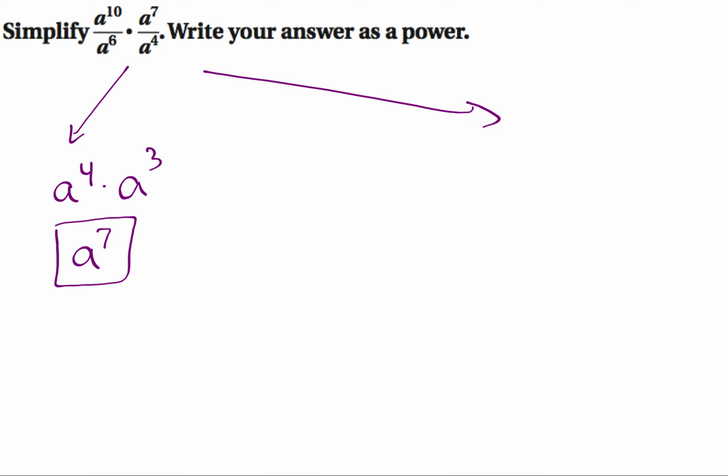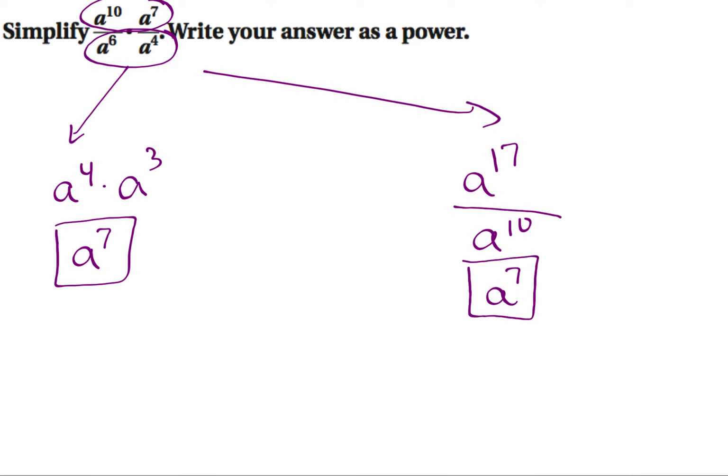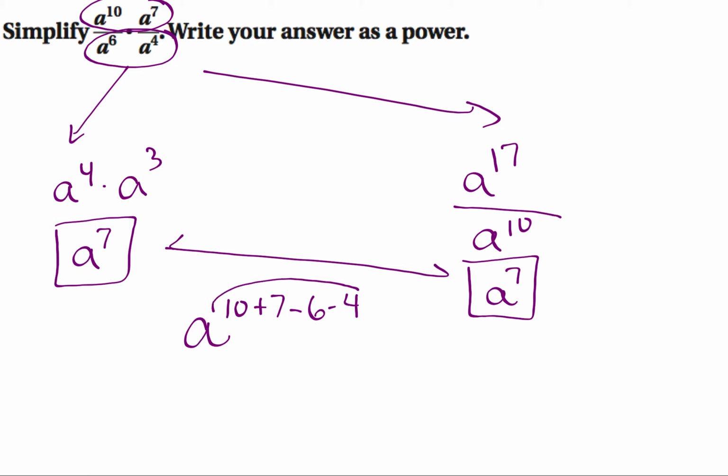Okay, the other way this could be done is let's multiply first. A to the 10th times a to the 7th, 10 plus 7 is 17. A to the 6th times a to the 4th is a to the 10th. 17 minus 10 would give us a to the 7th. We get the same answer either way here. Basically what's happening, everything that's being multiplied would be added, and everything that is being divided would be subtracted. And if you figure this out, it comes out to be 7. So it is a to the 7th.